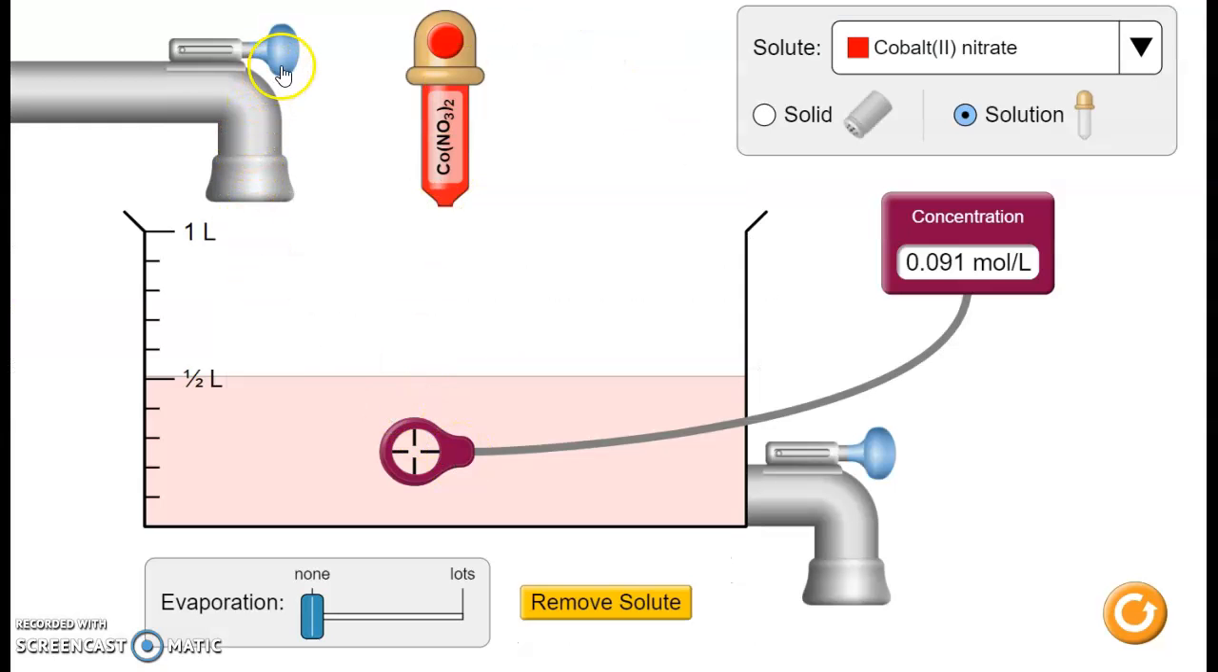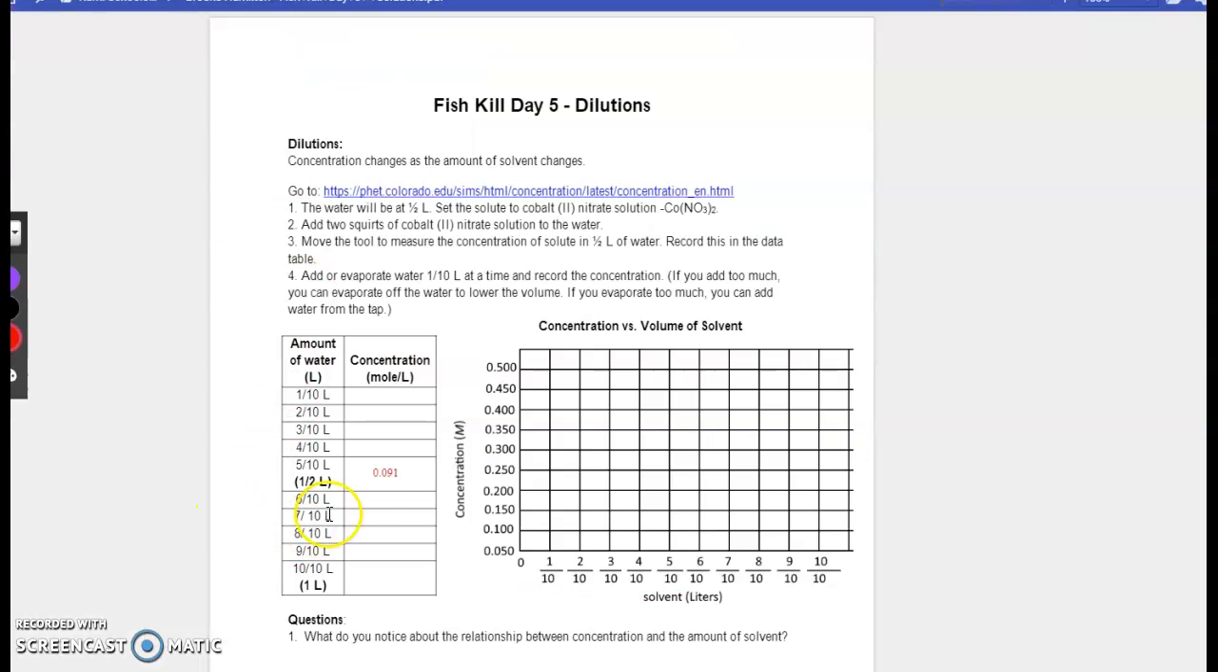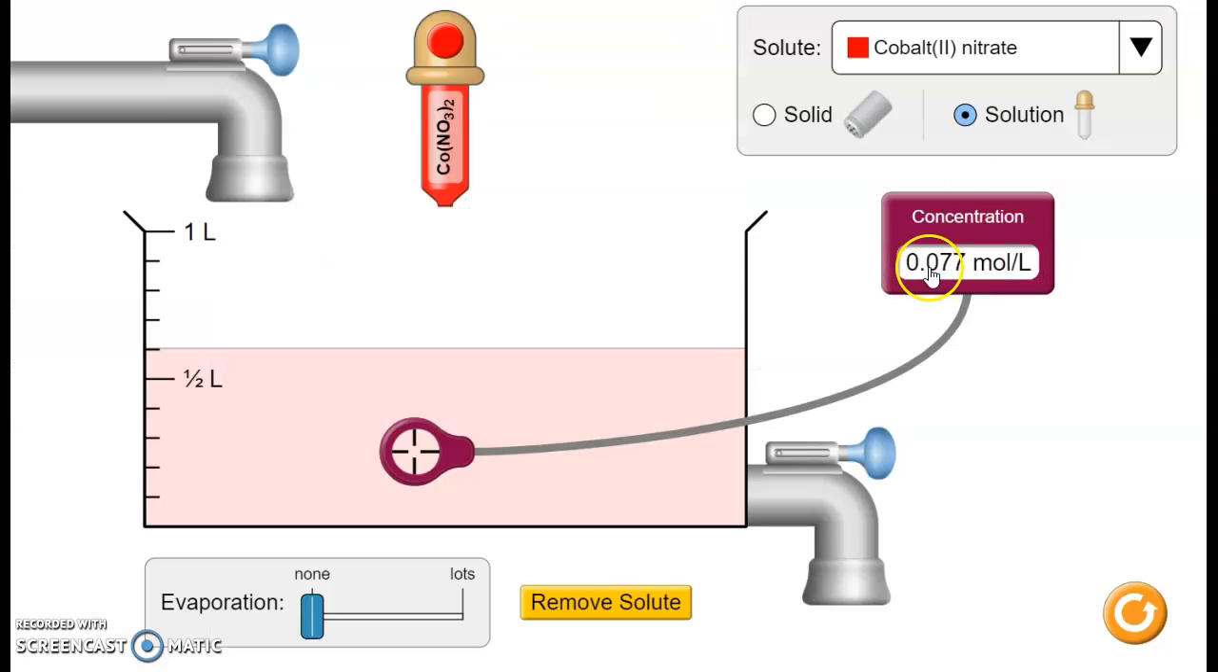So what we'll do is we can slowly add water. Every one of these lines is a tenth. So here's 5/10, 6, 7, 8, 9, and the full liter is 10. So if we add water, add it slowly. Whoop! See, I went too far there. So I can evaporate. As close to the line as possible. Okay, so now it's on my line. So 0.077. And this is increasing, so it'll be 6/10 is 0.077.